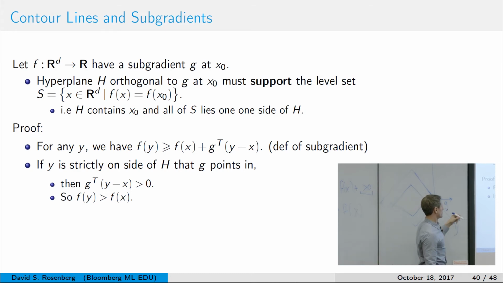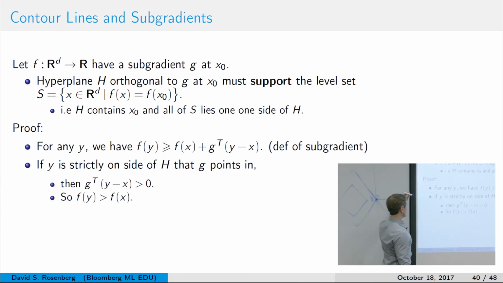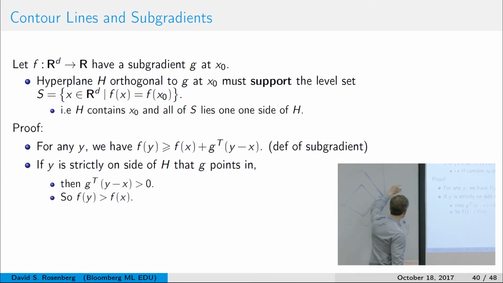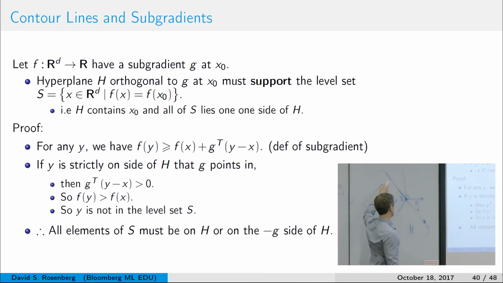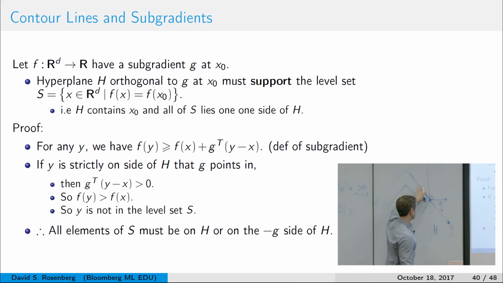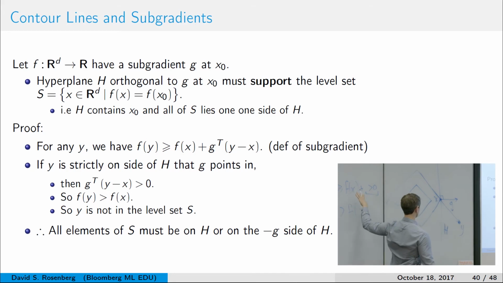So that means that no piece of the level set can be on this side of h. All right. So all elements of the level set S have to be on the negative g side of h, so pointing away from the direction g points into.